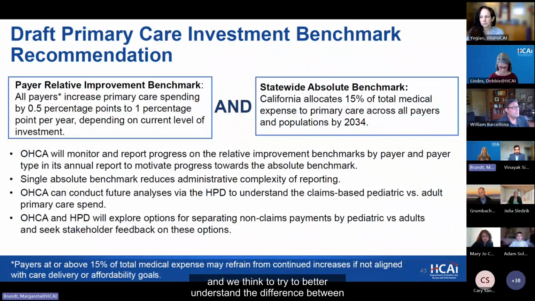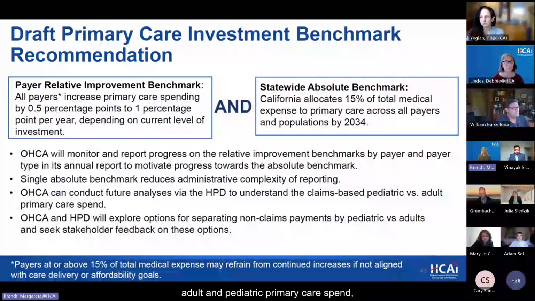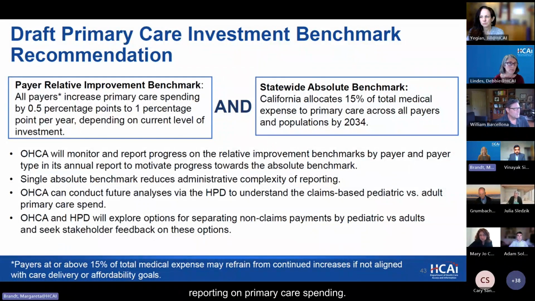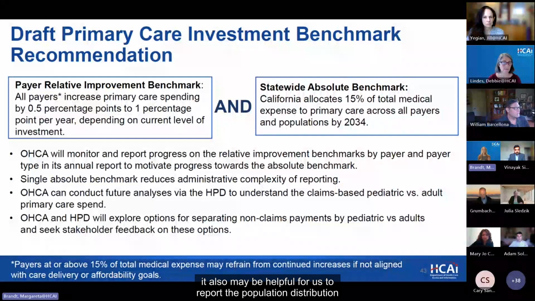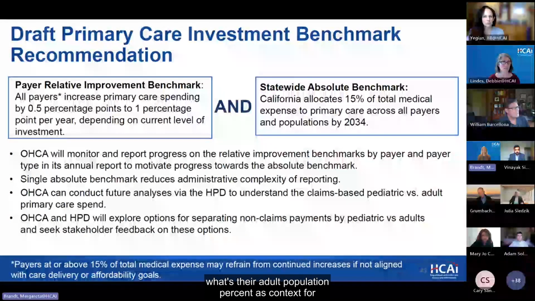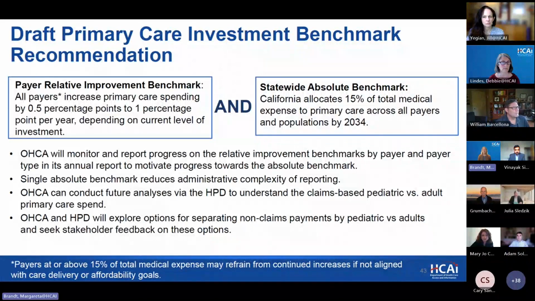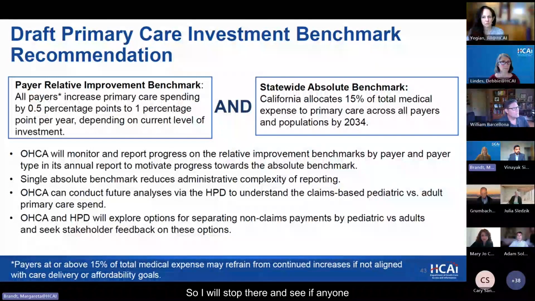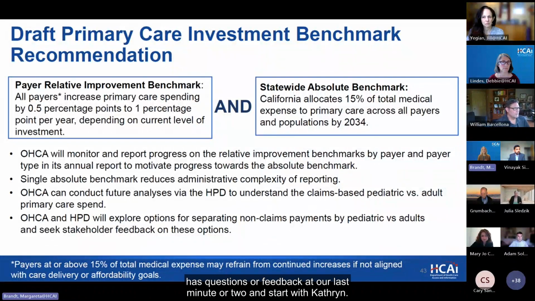And to better understand the difference between adult and pediatric primary care spend, we could try to use the healthcare payments database to complement our reporting on primary care spending. We also think it may be helpful to report the population distribution of a payer, so their pediatric population percent and adult population percent, as context for reaching this 15% benchmark, and the relative improvement changes they're making year over year. So I will stop there and see if anyone has questions or feedback in our last minute or two.